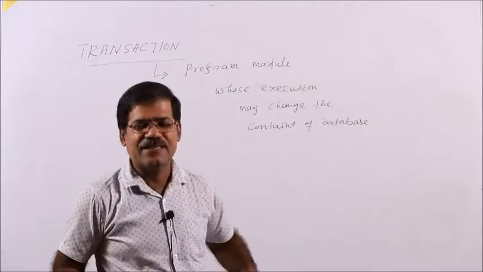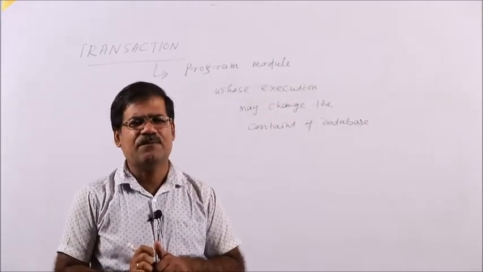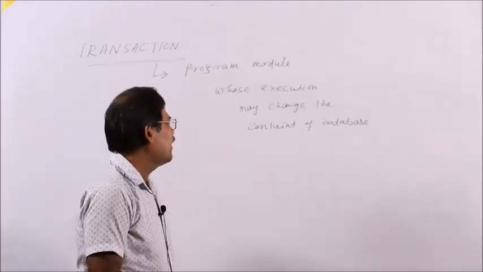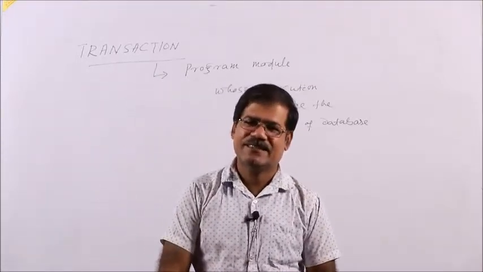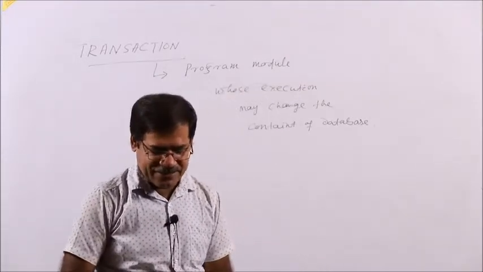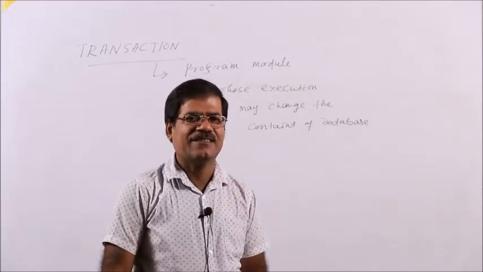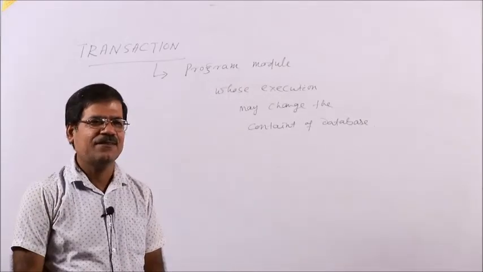So basically a transaction is a program. Whatever program you write, a program or a part of a program is a transaction. When you execute the program, the contents of the database may change. That is called your transaction. In computer terms, we can say this is a transaction: it is a program, and if you execute it, the contents of the database may change.